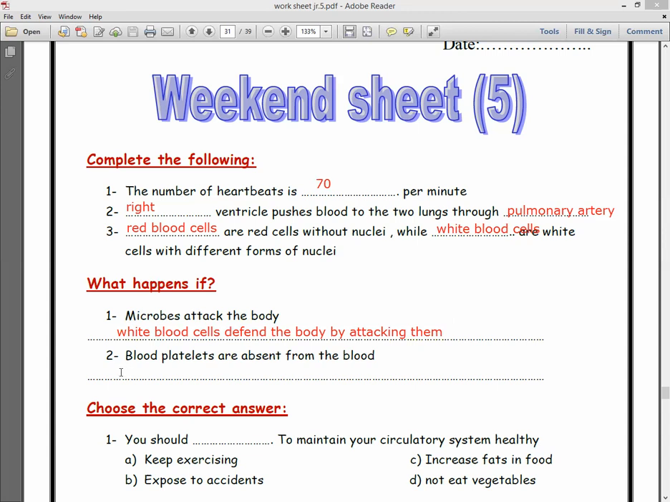Number two, the blood platelets are absent from the blood. What is the function of the blood platelets? I said that the blood platelets help in coagulation of the blood, so they help to heal the wound. So if the blood platelets are absent, more bleeding will happen.